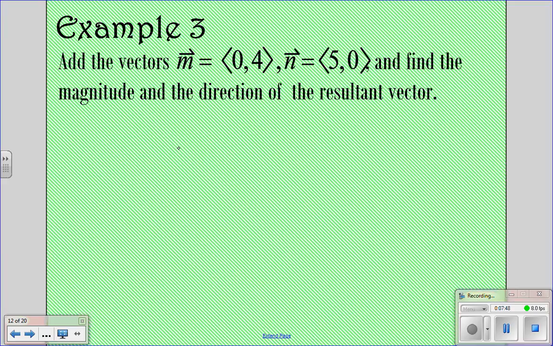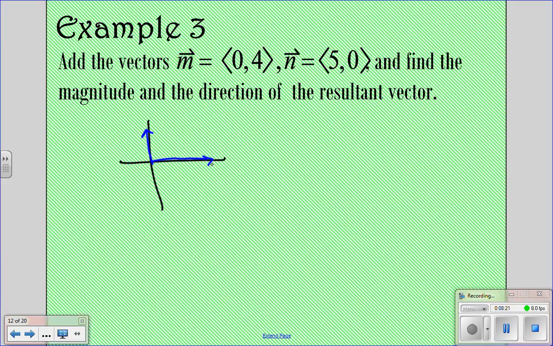Now we're going to add the vectors m and n, and we're going to find the magnitude and the direction of the resultant vector. So the resultant vector is what you get when you add the two together. So we're going to use trig for this one. And so I'm just going to do a rough sketch of it. Vector m is 0, 4. So that means that we just go up 4. And vector n is 5, 0. So that means that we went to the right 5.